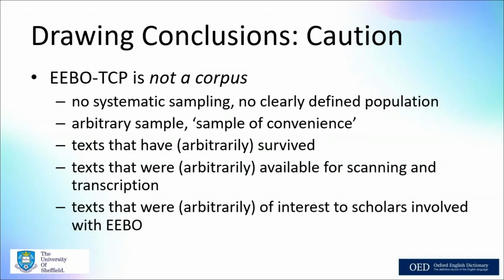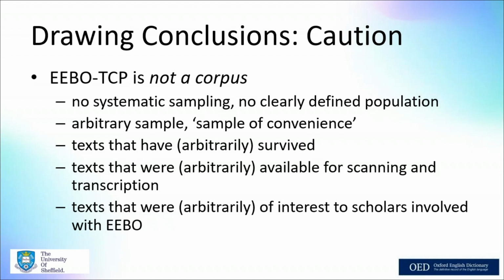EBO-TCP, under that definition, is not a corpus. It is definitely not sampled systematically. There is no clearly defined population underneath it. It contains early modern English print, but it certainly isn't designed to sample and represent early modern English print. That's because it's an arbitrary sample. It's a sample of convenience. It isn't really designed to represent anything.